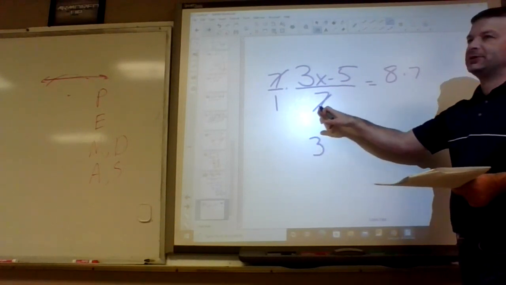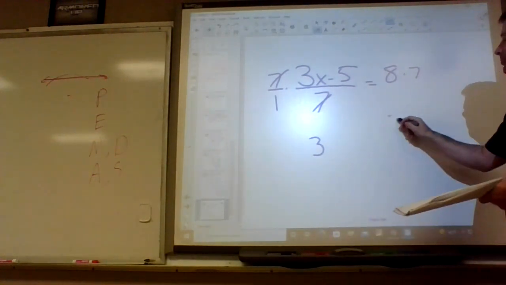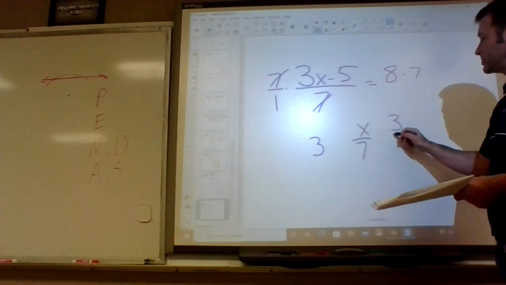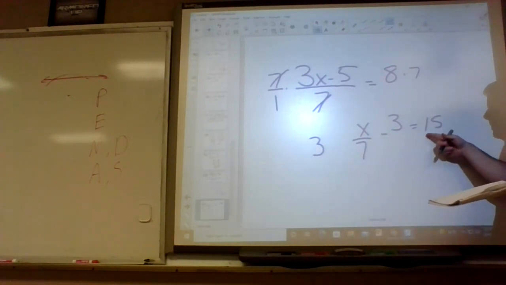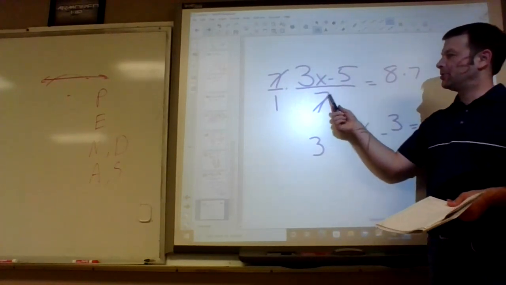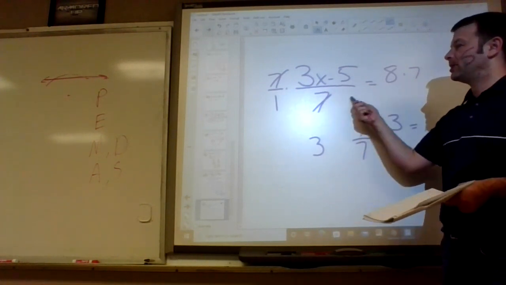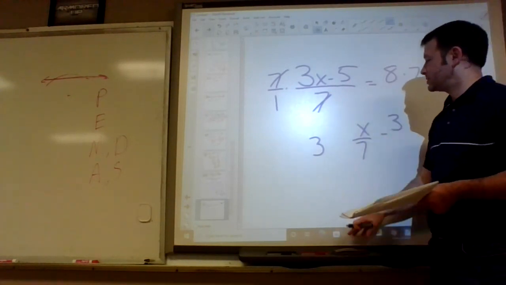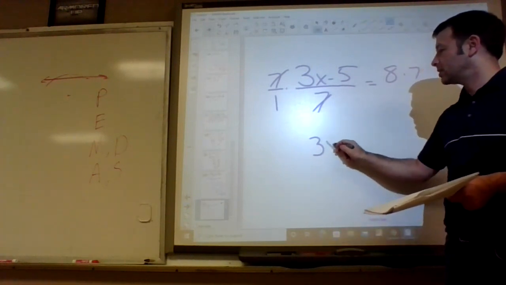To get rid of the division by 7, multiply. So if the problem had been like x over 7 minus 3 equals 15 or something, I would have added 3 and then multiplied by 7. But since the whole left side is divided by 7, it's best to multiply by 7 first. It's going to be 3x minus 5 equals 56. And then it's normal after that.